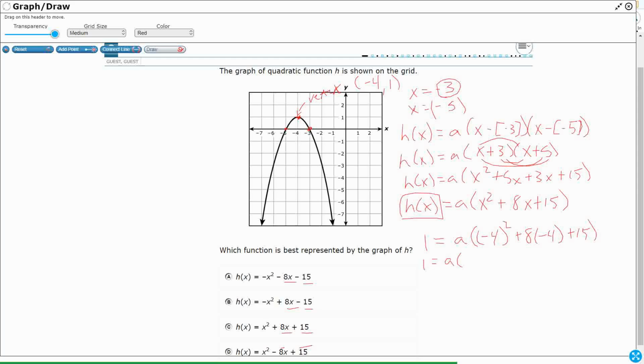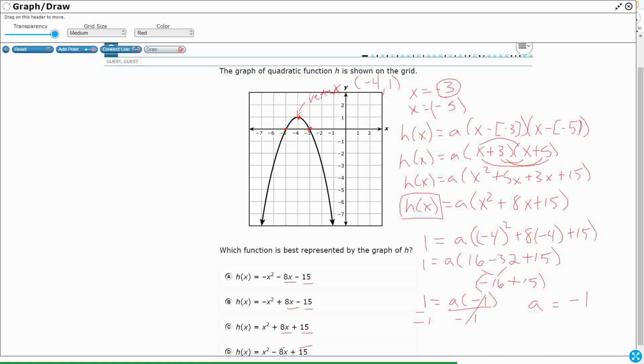I'm going to get a times, that's -4 squared, which is going to be 16. 8 times -4 is going to be -32 plus 15. So this is going to end up being -16 plus 15. That's interesting. So we get 1 equals a times -1. I need to isolate the a, so divide both sides by -1. And that means a equals 1 over -1, which is just -1.